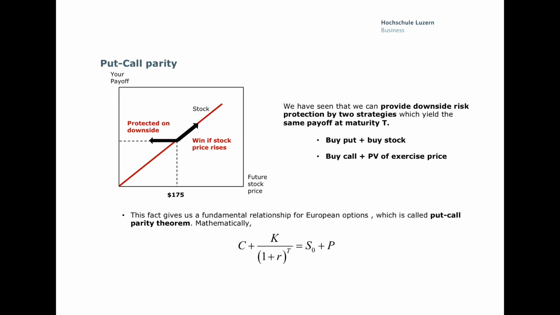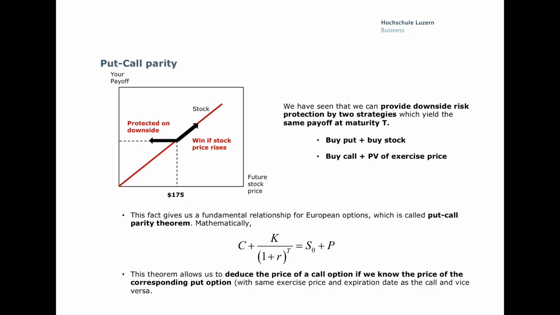More formally, the value or price of a call C plus the present value of the exercise price K divided by 1 plus R to the T is equal to the stock price S0 plus the value of the put. The beauty of the theorem lies in the fact it allows us to deduce the price of a call option if we know the price of the corresponding put option. In applying the theorem, it is important to note that put-call parity theorem holds only for put options with the same exercise price and expiration date as the call and vice versa.